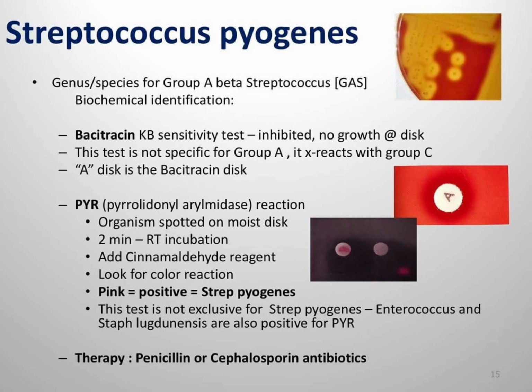Streptococcus is a genus of gram-positive bacteria that includes many species that can cause a variety of infections in humans. Streptococcal infections can range from mild, such as strep throat or impetigo, to severe, such as necrotizing fasciitis, toxic shock syndrome, and sepsis.